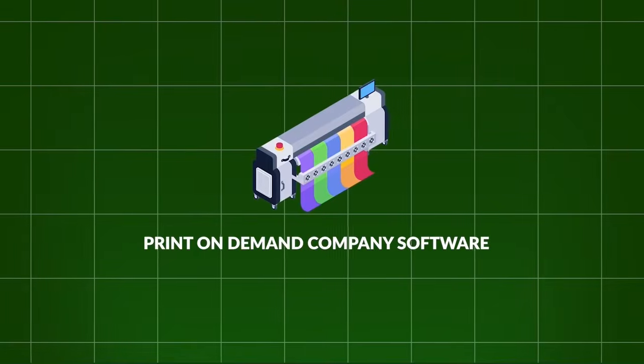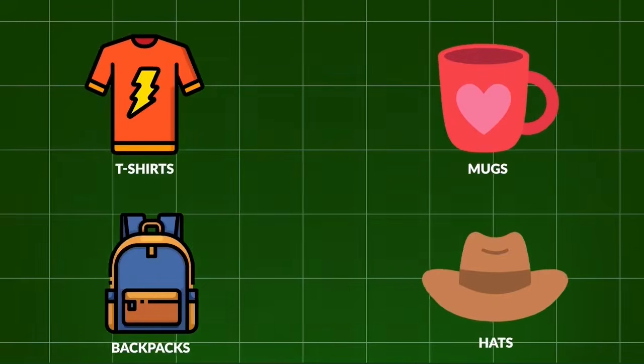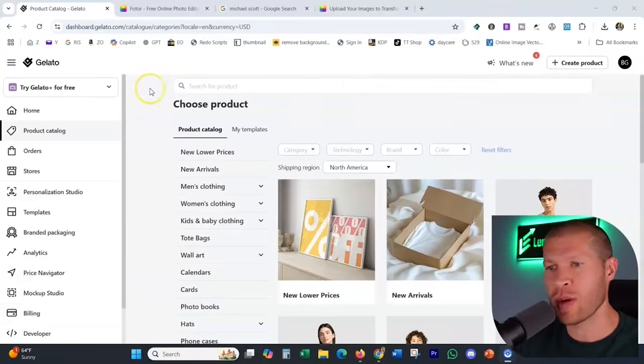The first software that you're actually going to need is a print-on-demand company software that's going to allow you to make the designs and then input them on whatever you want. So we're talking t-shirts, mugs, backpacks, hats have been really good for me lately, baby onesies, aprons, like you name it, you can print it on there. And I use Gelato. It's phenomenal.